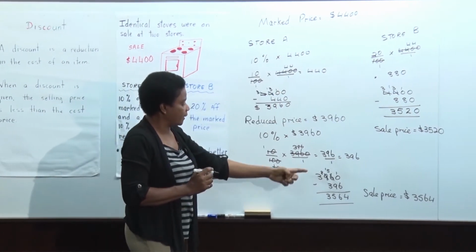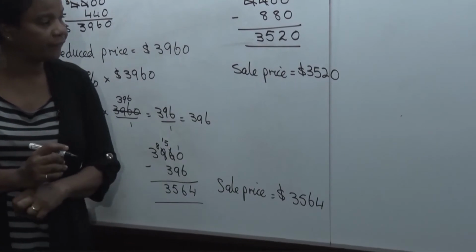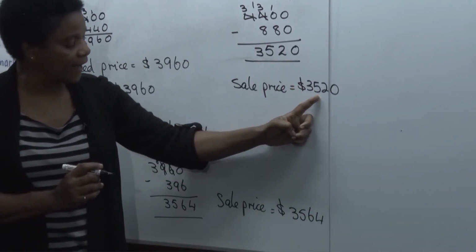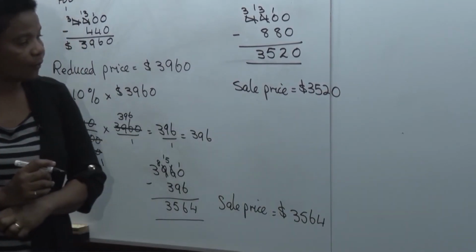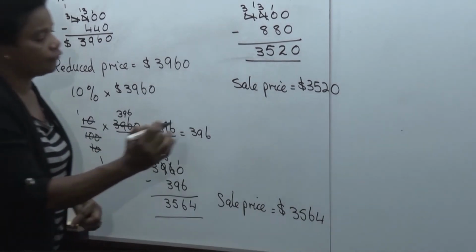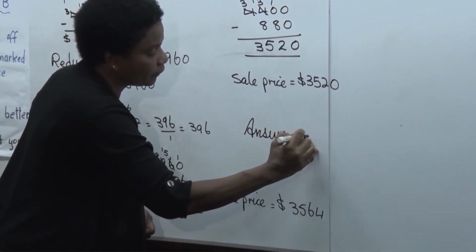So let's compare. The question asks, which store offers the better deal? At store A, the sale price is $3,564. And at store B, the sale price is $3,520. So what's the answer to my question? Which store gives the better deal? Of course, store B. Our answer, store B.